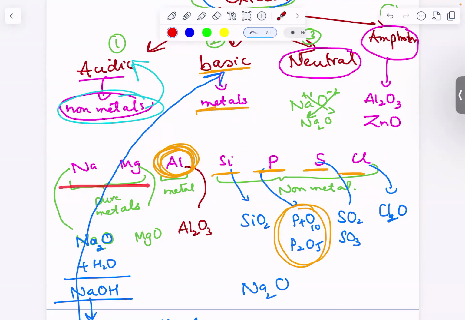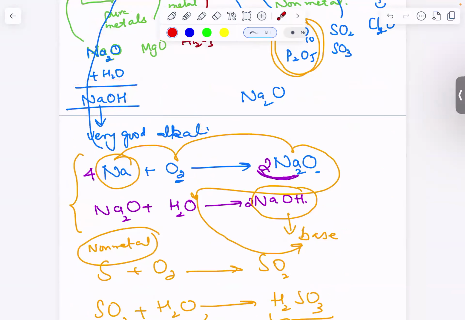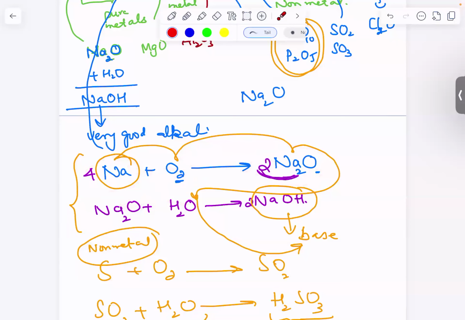Now, starting off with sodium and magnesium, you know that these are pure metals. When the metals are pure, they are going to form alkalis or basic oxides. So how is it so? Why? Because sodium, which is a pure metal, when it reacts with oxygen, it forms sodium oxide. When sodium oxide is mixed with water, it forms sodium hydroxide. So sodium hydroxide is a very good base, and at the same time, it is a very good alkali.